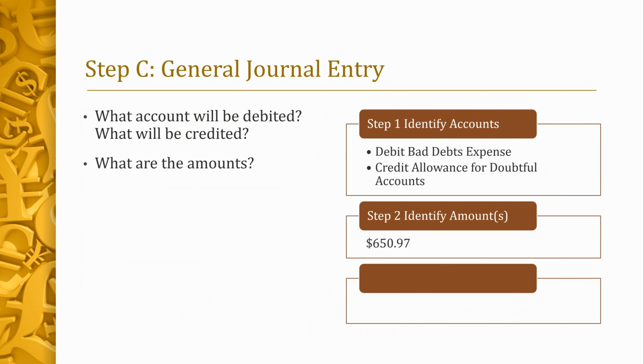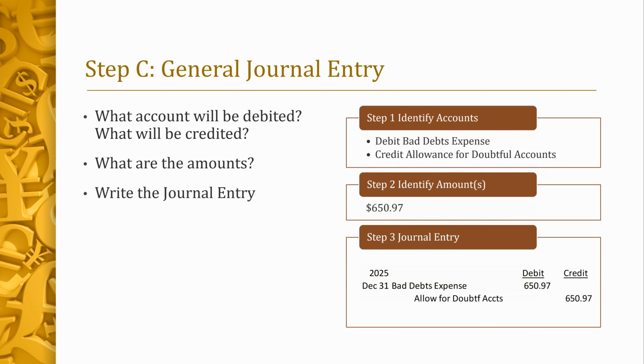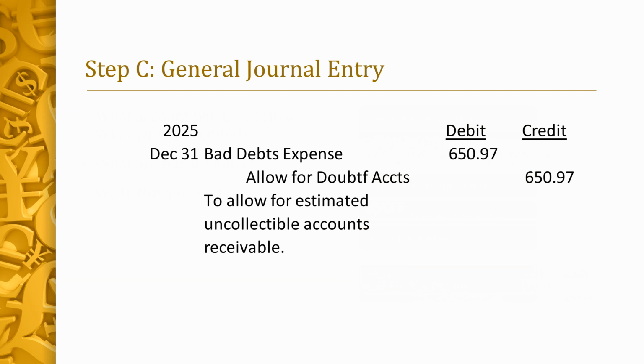We know that bad debts expense will be debited and allowance for doubtful accounts will be credited. Now, by how much? The amount we use is the total expected uncollectible that we calculated in the previous steps, $650.97. What does this look like? A basic journal entry with the debit line first and the credit line second. Add a comment to the journal entry, such as to allow for estimated uncollectible accounts receivable. And then we have completed the process.